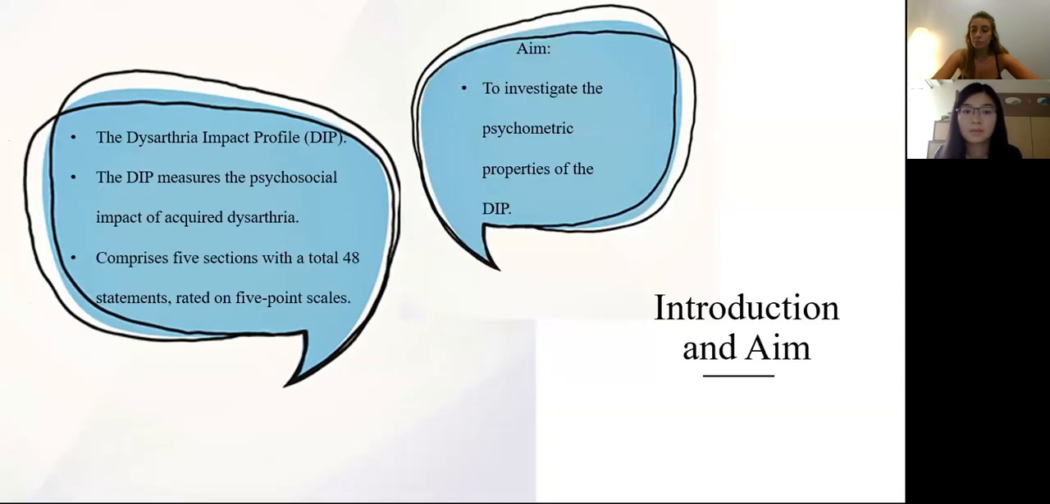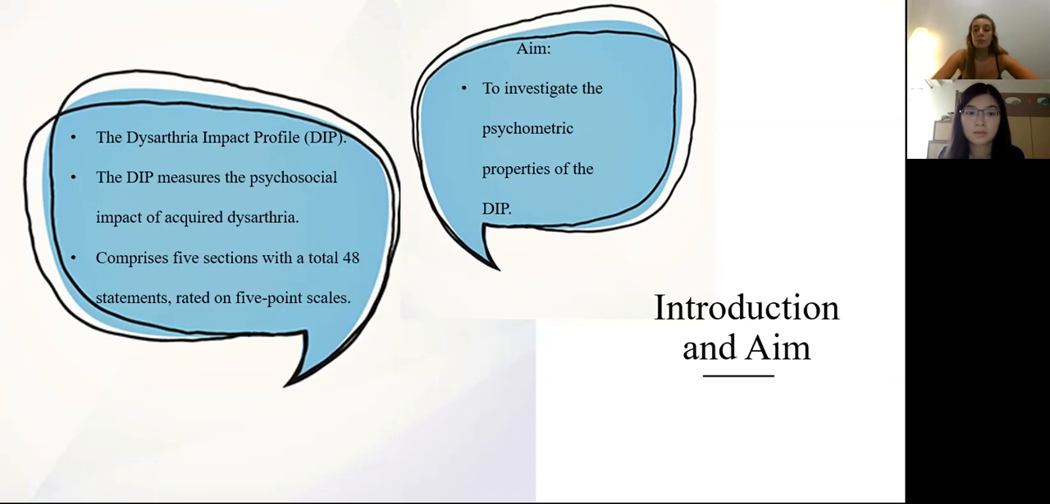In the clinical treatment of dysarthria, the authors mention that clinicians are encouraged by the World Health Organization to take a holistic approach to evaluation and treatment. With specific reference to acquired dysarthria, it is argued that the availability of a comprehensive range of tools to assess social functions lags behind other speech disorders. Therefore, the authors developed a dysarthria impact profile, herein referred to as the DIP, to assess the psychosocial impact, that being the psychological and social consequences of dysarthria that can directly affect social participation.